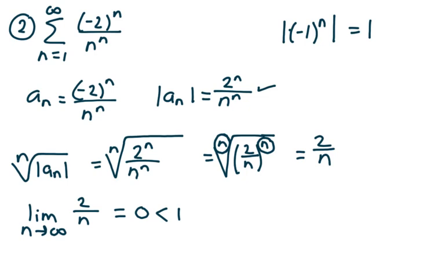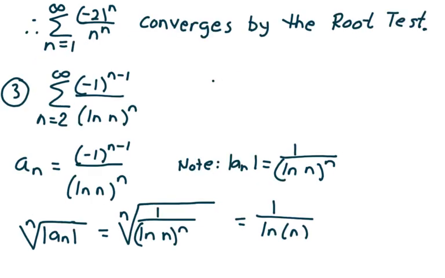If we look at the limit as n goes to infinity of 2 over n, this is equal to 0, which is less than 1. Okay? And so the summation from n equals 1 to infinity of (negative 2) to the n over n to the n, this series converges by the root test.